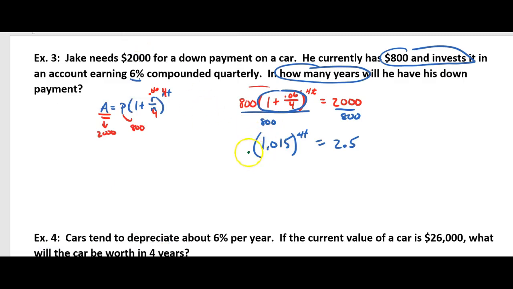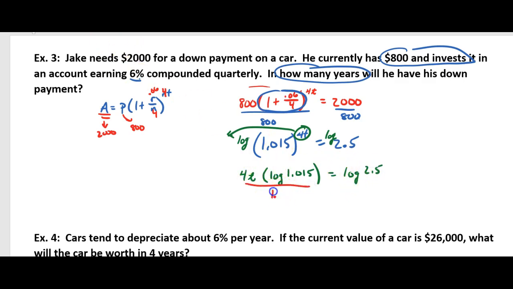But now the next part is I have to get this 4t down. How do I do that? I take the log of both sides. So now I can bring this 4t out in front. 4t times the log of 1.015 equals the log of 2.5. Next, I'm going to get 4t by itself by dividing by the log of 1.015.